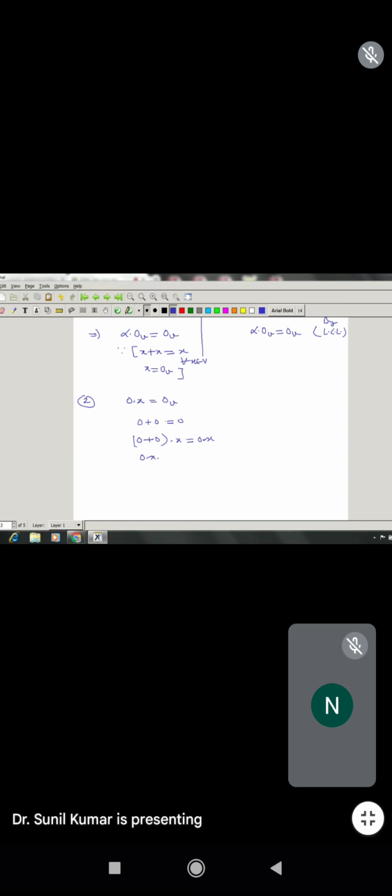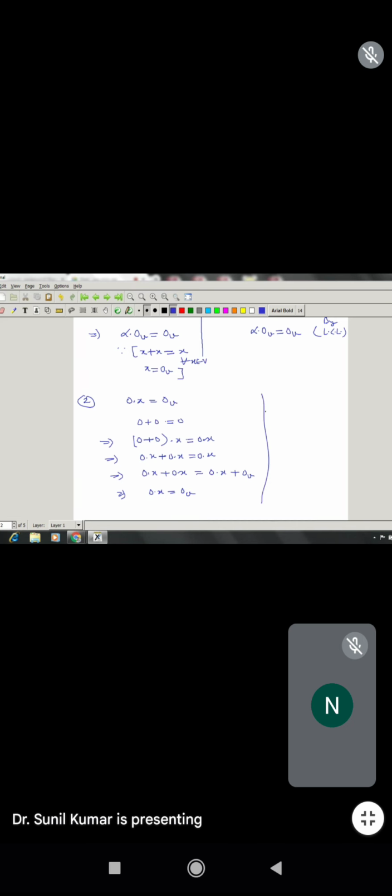0 dot x. Again, you can use the same property. 0 dot x is equal to 0 dot x, and 0 dot x plus 0 dot x is equal to 0 dot x plus, what is the identity in vector? 0v. 0v. So this implies that 0 dot x is equal to 0.